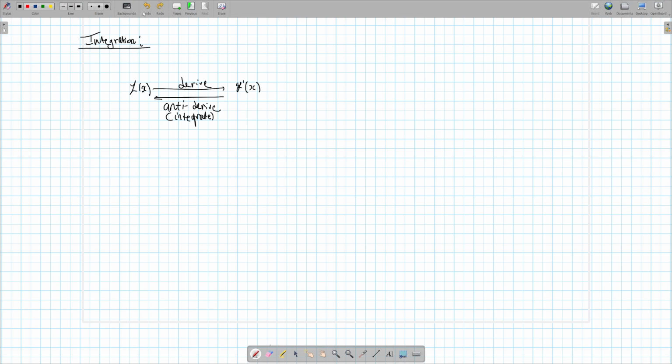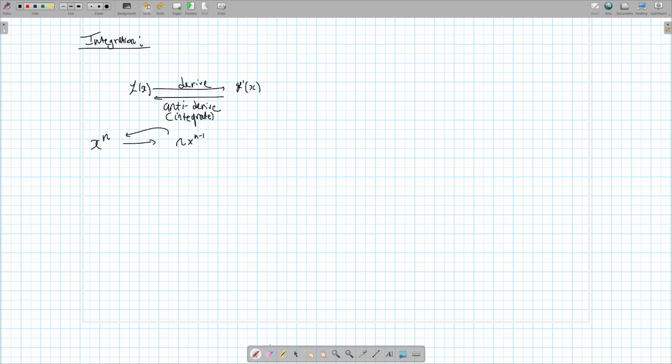How do you integrate? It's the opposite of deriving, right? So let's say we had x to the power of n. If you derive it, it's going to become n x to the power of n minus 1. Let's say I want to go back. How do I do it? I add 1 to the exponent. And I have to get rid of this n, so I also have to divide by n plus 1.